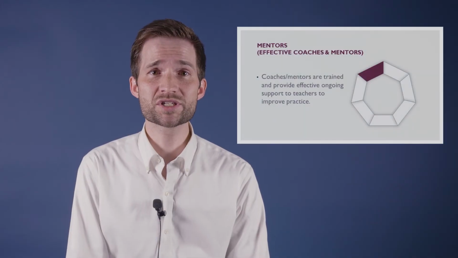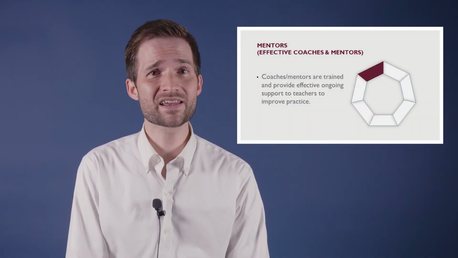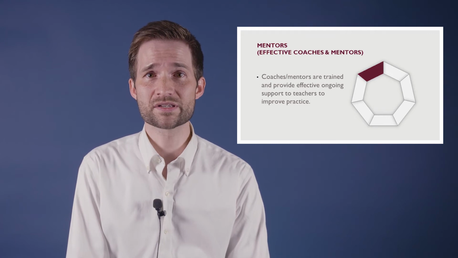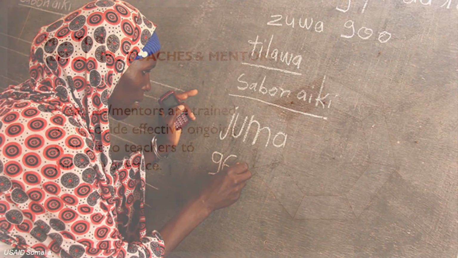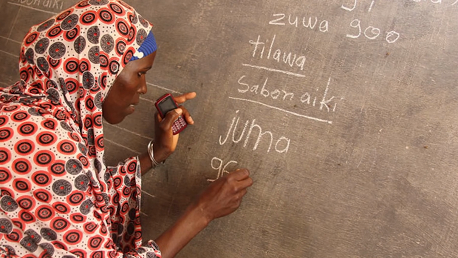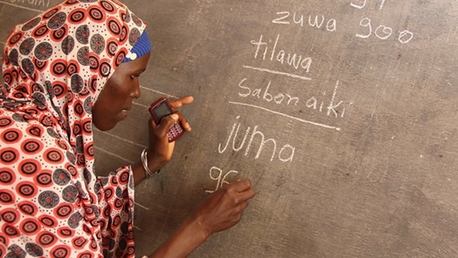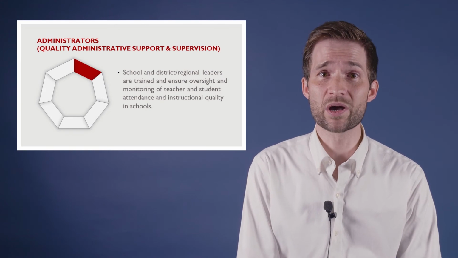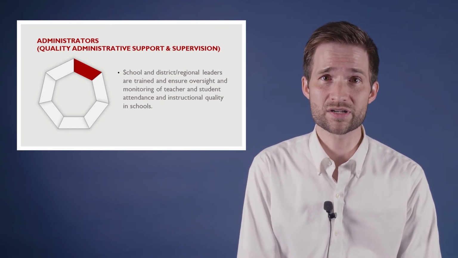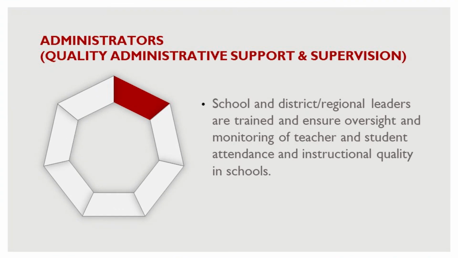The effective coaches and mentors component was not explicit in our previous frameworks. This is an area that was a struggle in earlier generations of USAID reading programs, but we have emerging evidence that ongoing support is critical for teachers to effectively implement what they learn in training programs. Quality administrative support and supervision is another component that was not explicit in previous frameworks. Good school management is key for improving teacher and student attendance, as well as learning outcomes.